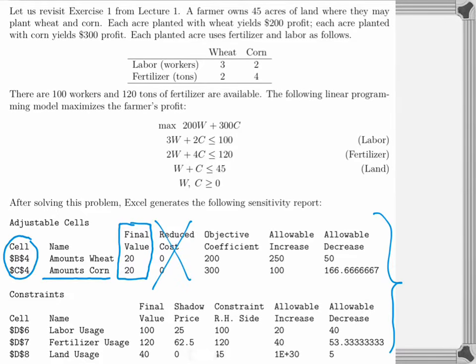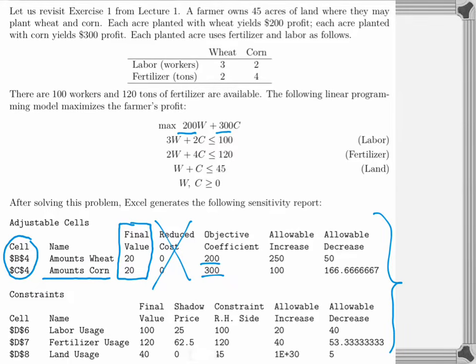The next column, the objective coefficient, is simply, well, the word coefficient is simply a fancy name for a number that multiplies a variable. So the objective coefficients are the numbers that multiply each of your variables in the objective formula. So if you go back to the math, to the model, 200 times wheat, that's why this is 200. 300 times corn, that's why this is 300. So it's just a copy of what your math says.